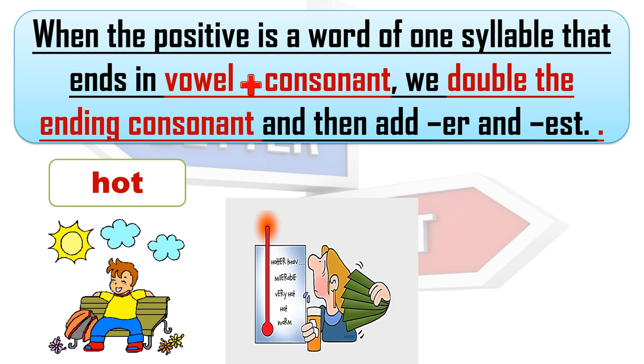Now the degree has been increased. It is more hot than yesterday. So we can say it is hotter today. Hotter. See the word HOT, we have doubled the ending consonant. So it was a T consonant over here and we have added one more T, and then ER. Hot, hotter.